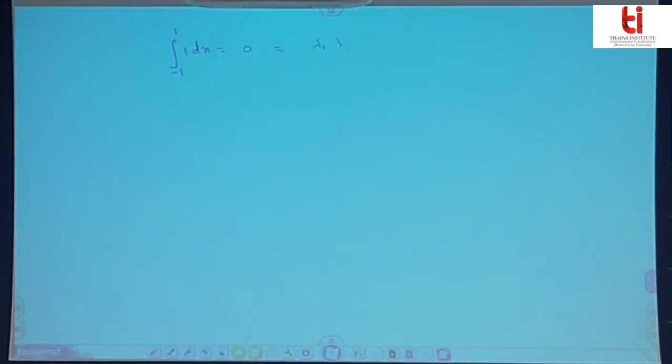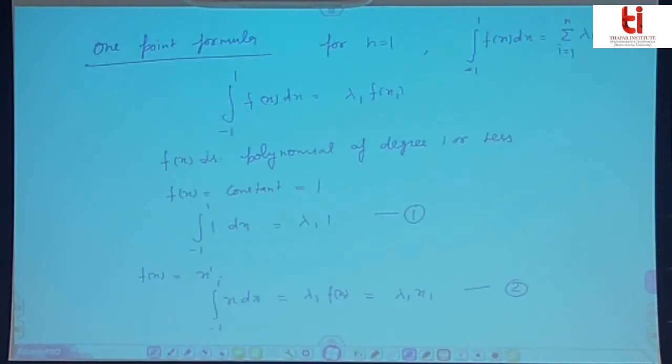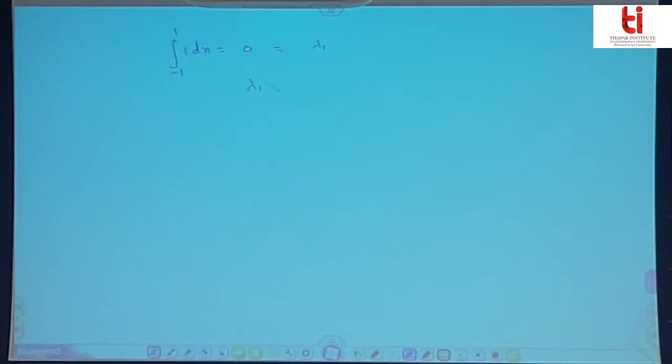Lambda 1 x1, sorry, not x1, it is lambda 1. From here we see it is lambda 1 into 1 from equation 1. So lambda 1 is coming out to be the integral from minus 1 to 1, which is 2. So the value of lambda 1 is 2.